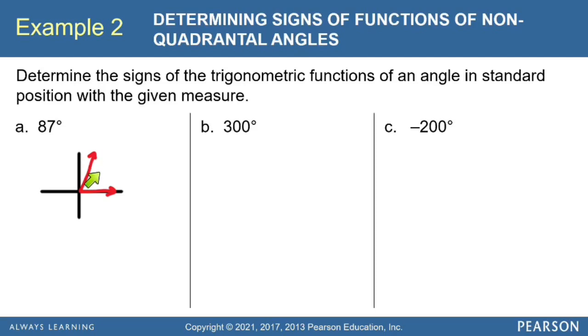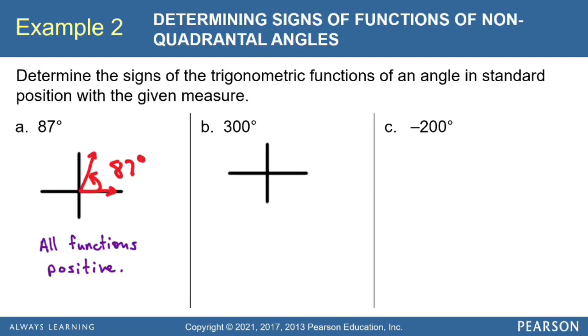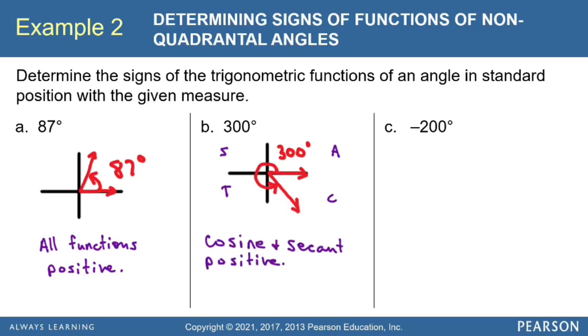So if it falls in quadrant 1, that tells us that all of the function values are going to be positive for this angle. For part B, we have 300 degrees. Now 300 degrees would have to fall in quadrant 4 because it's bigger than 270 but less than 360. So we know that 300 degrees has a terminal side in quadrant 4. If we think ASTC, we can see that only cosine and its reciprocal will be positive for this angle. All the other functions will be negative.